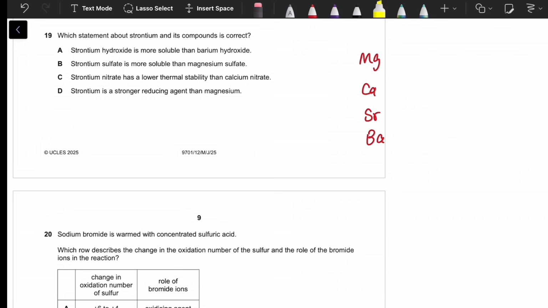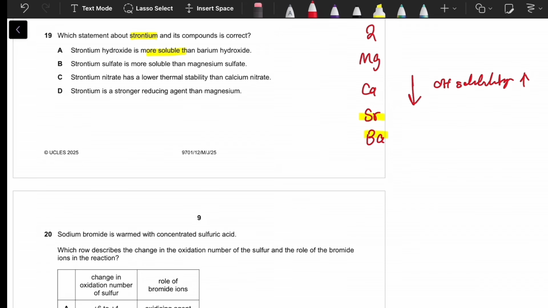Question 19 wants us to select the correct statement about strontium and its compounds. So really, we are just referring to group 2 by just taking a look at these options. So the first statement states that strontium hydroxide is more soluble than barium hydroxide. This is actually false. Why? Because hydroxide solubility increases down the group, which means that strontium hydroxide is actually less soluble than barium hydroxide, okay?